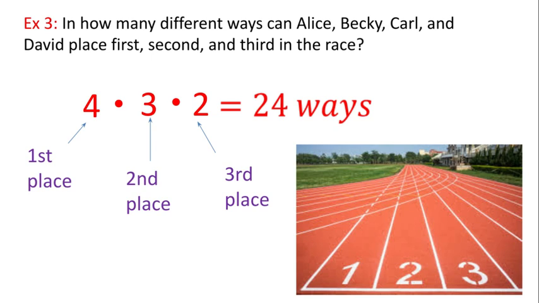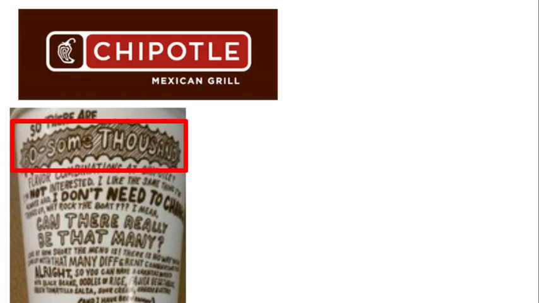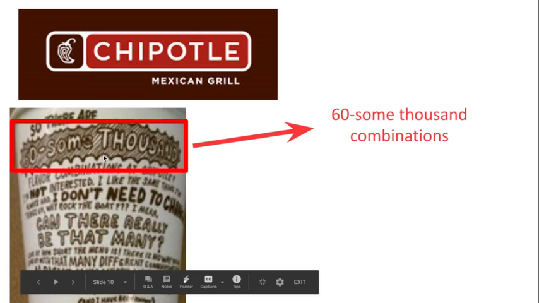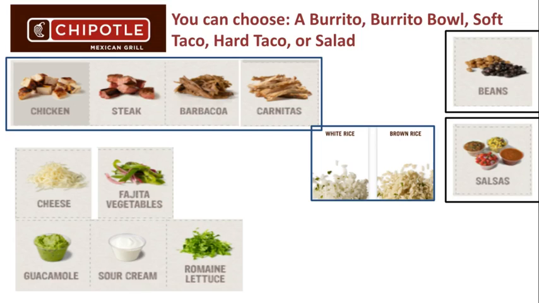You are going to be doing your own problem on the Google Slides, and it is called the Chipotle problem. So a few years ago, I was at Chipotle. I was enjoying my burrito. I was drinking my soda, and I saw that on the cup, it said that there were 60-some thousand combinations of what you could order at Chipotle. Okay, guys, so I want you to use the information from this video to solve the Chipotle problem, to tell me how many different combinations there are to order at Chipotle.